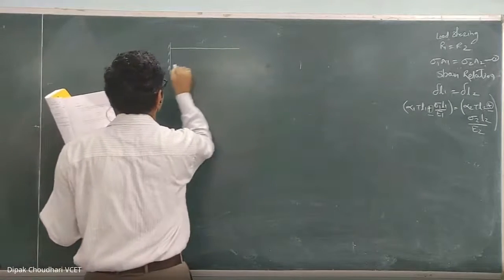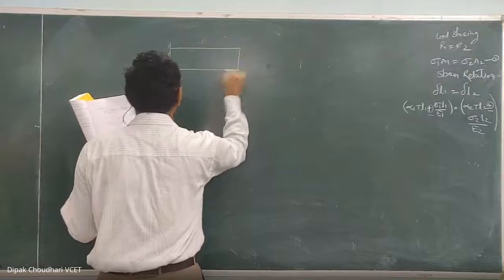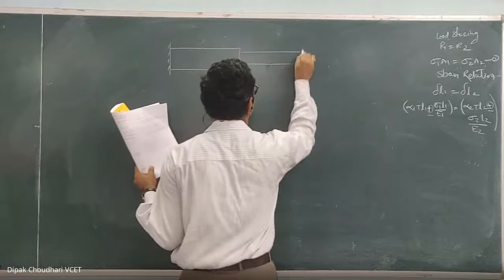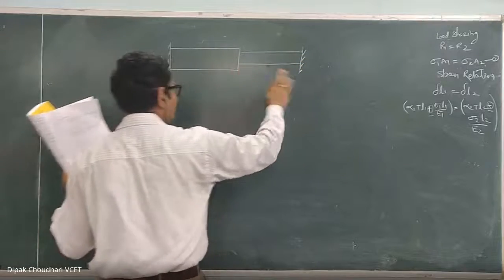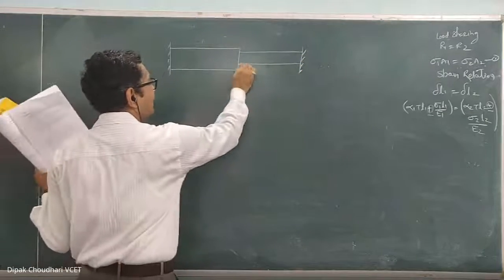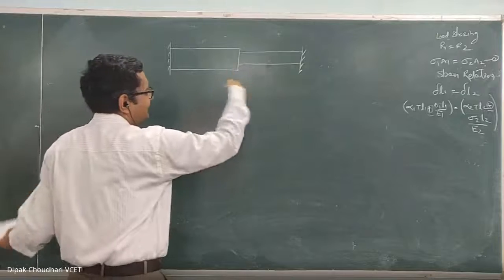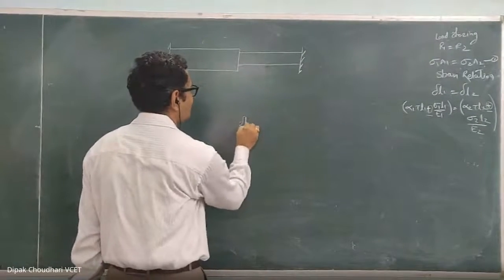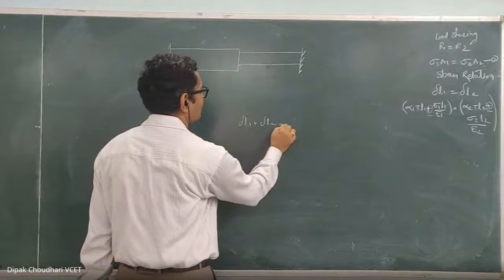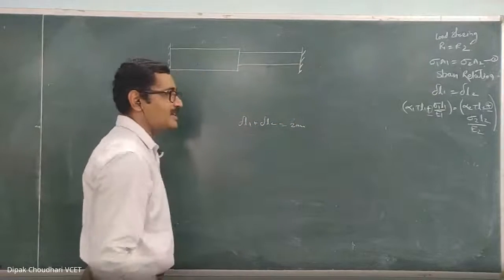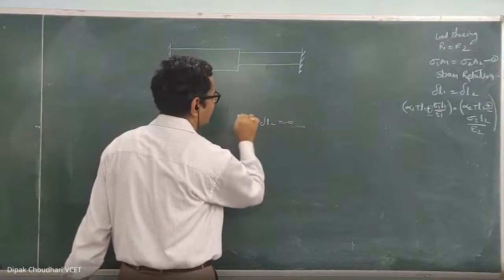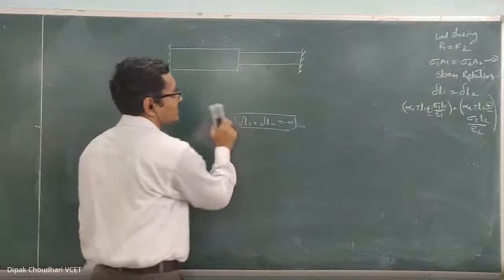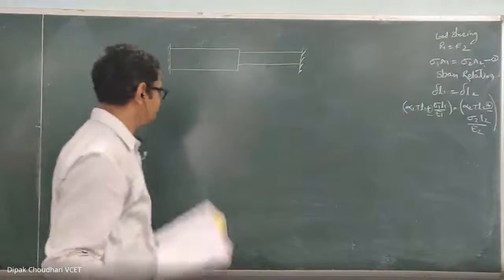This is copper. A step rod is there, copper and aluminium. Both ends are fixed, and there is no gap. It's a little bit similar to the previous question. In the previous question we considered delta L1 plus delta L2 equal to 2 millimeters, since there was a gap of 2 millimeters. But here delta L1 plus delta L2 we have to write equal to 0, because there is no scope for free expansion. Both ends are fixed.